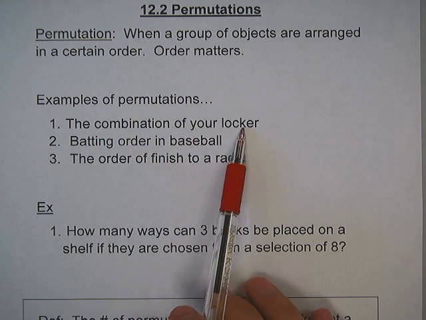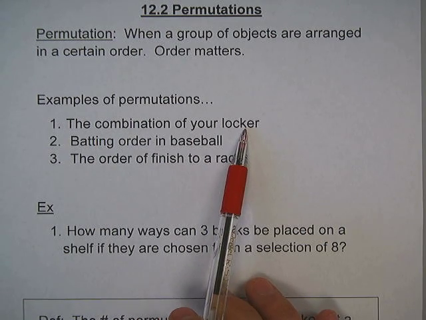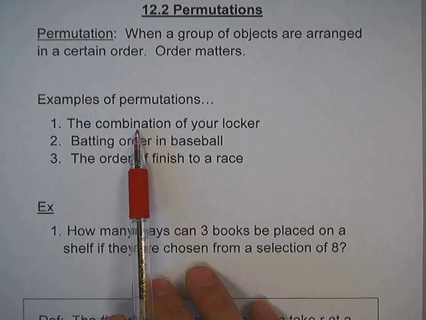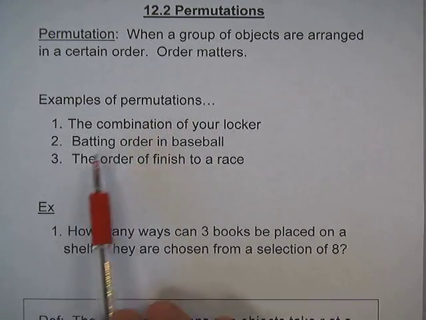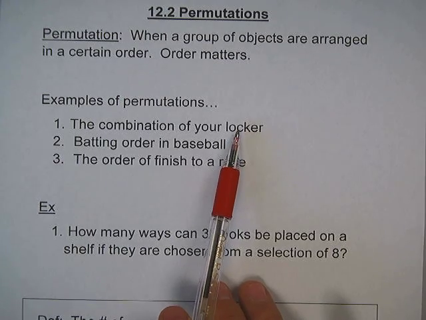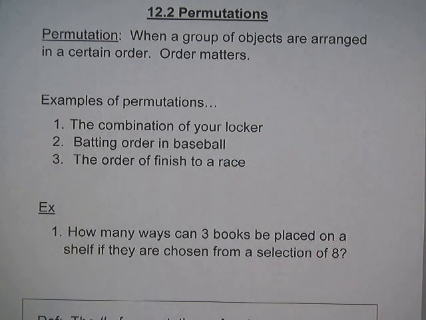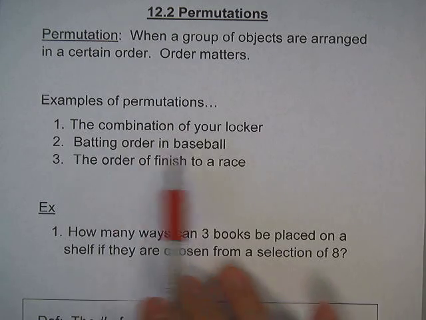Okay, the combination of your locker. Now, we're going to talk about something called a combination later, and we'll talk about why that's kind of funny that they use the word combination. But the combination of your locker is a permutation because the order matters. If your combination is 1, 2, 3, 4, well, that's a lot different than if you were to try and dial in 4, 3, 2, 1. So the order makes a difference.